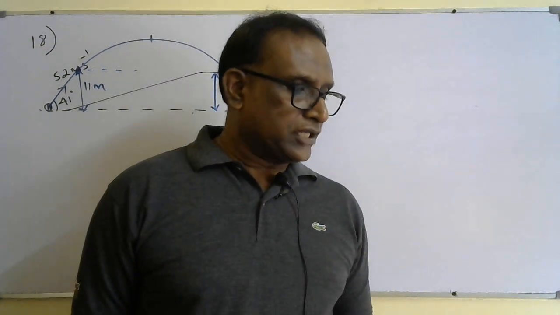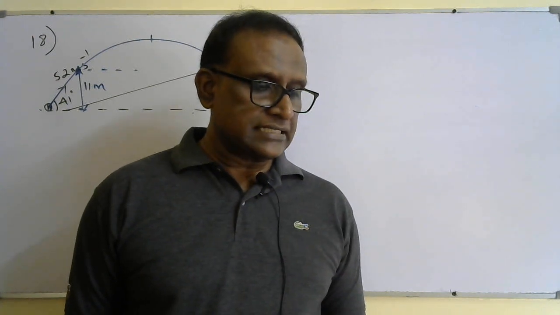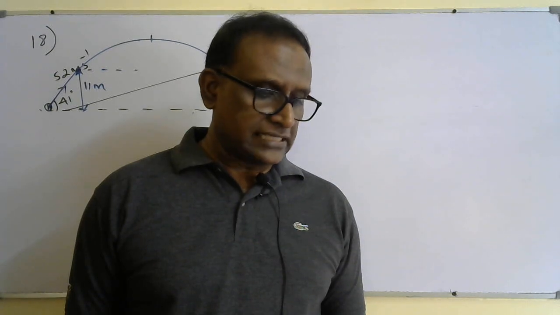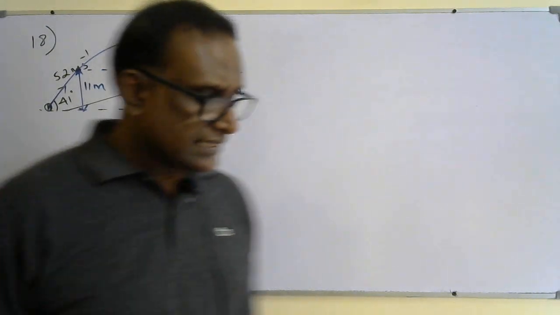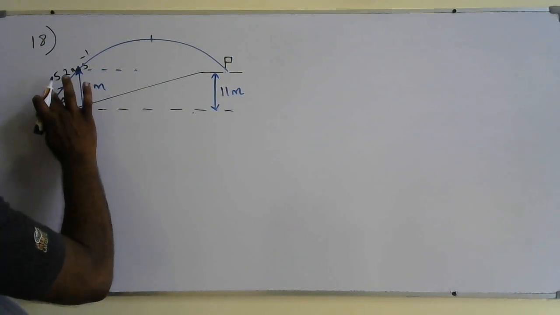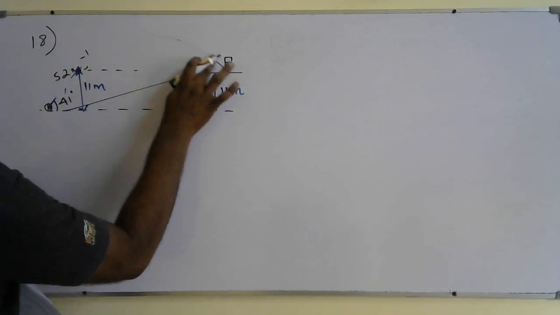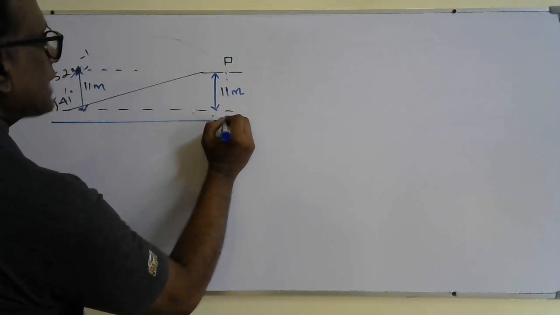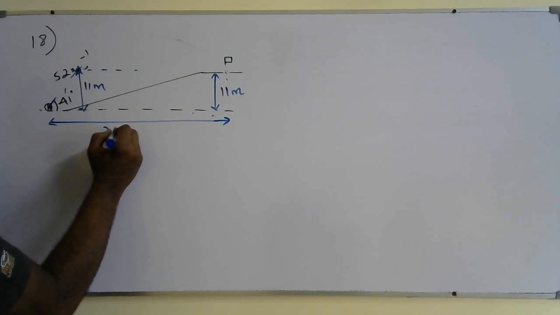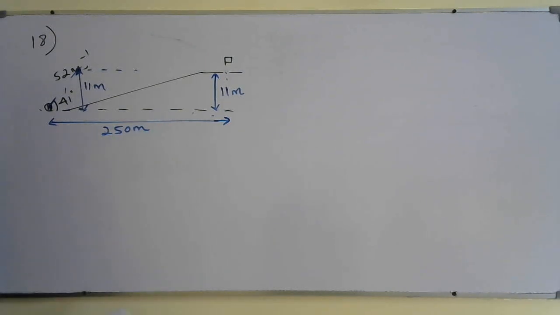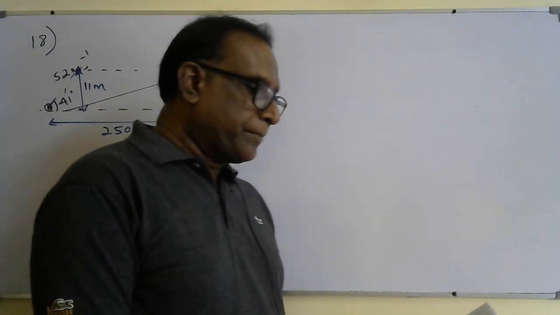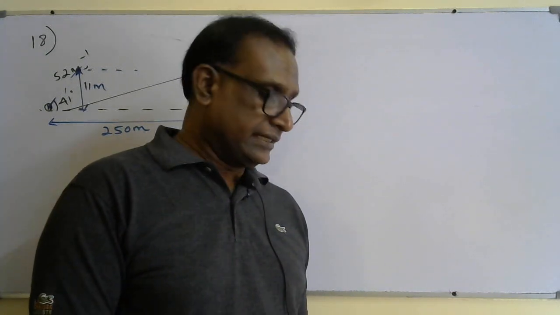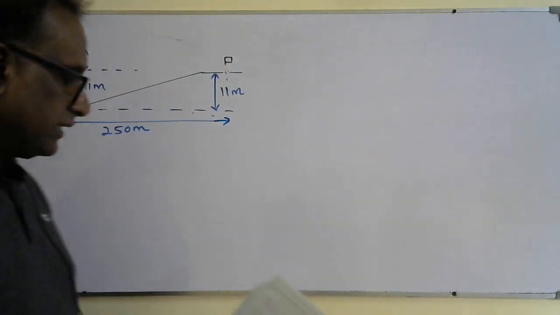Okay, so the C part: the hole is a horizontal distance 250 meter from the starting point of the ball as shown. They are giving a diagram again. This is 250 meters, they are saying in this diagram. So they are telling the hole is at a distance of 250 meters from the initial point. You should deduce whether the ball landed within 5 meters of the hole. You should ignore the resistance.